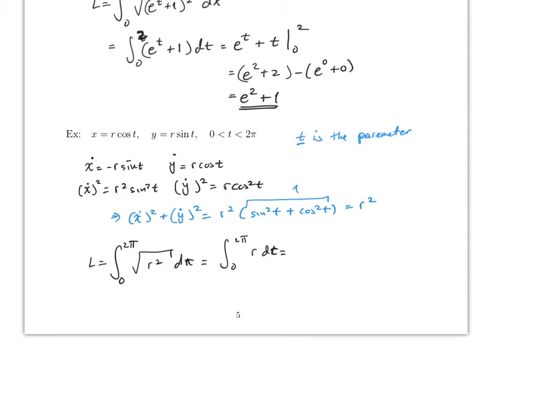Remember that the variable here is t, not r, so therefore this will be rt from 0 to 2 pi, and once you plug it in, you will get 2 pi r, which is no accident that this is 2 pi r. Remember, that's the circumference. From the previous example we did, remember that this represents a circle. The arc length is the distance around, which is what we call the circumference. So that's why it is no accident that the answer to this is just 2 pi r.